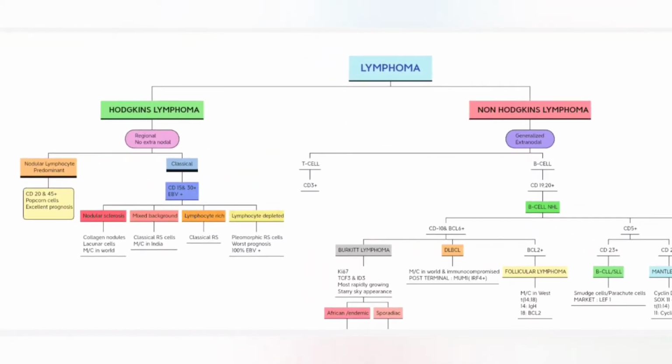So let's get started. Remember, lymphoma is of two types, Hodgkin's and non-Hodgkin's lymphoma. Now, remember that regarding Hodgkin's, regional lymph nodes are involved and there is no extranodal involvement. And for non-Hodgkin's, generalized lymphadenopathy and extranodal involvement is there. Now let's first talk about Hodgkin's lymphoma.